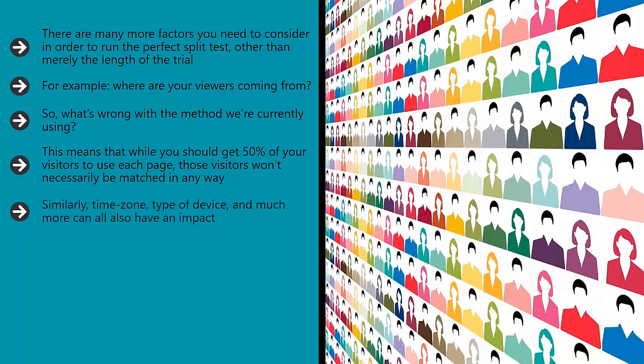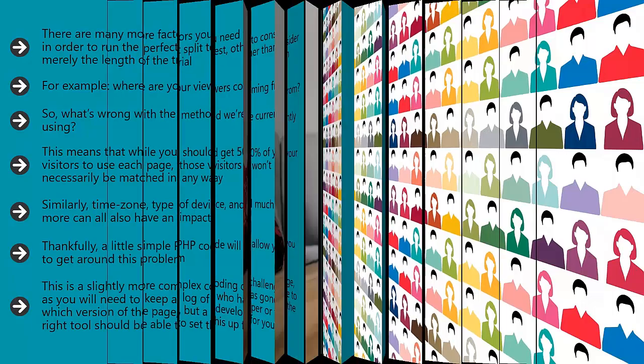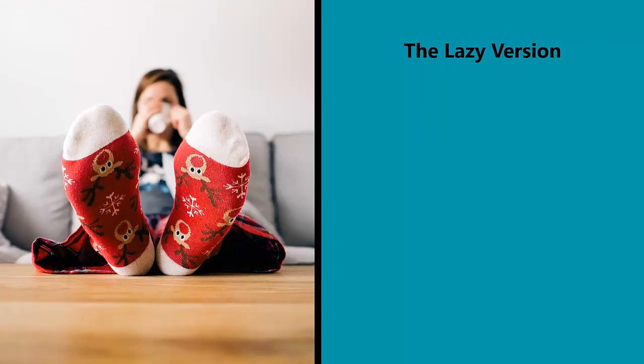Similarly, time zone, type of device, and much more can all also have an impact. Thankfully, a little simple PHP code will allow you to get around this problem. You can easily query the time of day, the user's location, or the type of device they are using, and then use that to keep track of who is being sent where. This is a slightly more complex coding challenge, as you will need to keep a log of who has gone to which version of the page, but a developer or the right tool should be able to set this up for you.